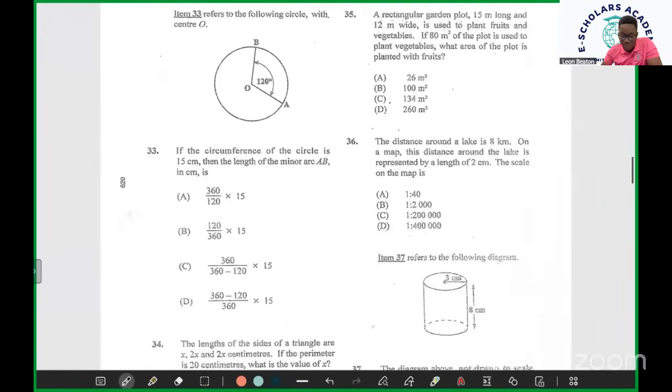Item 33, refer to the following circle with center O. If the circumference of the circle is 15 cm, then the length of the minor arc AB. So the minor arc AB is simply 120 over 360 multiplied by 15, which is B.